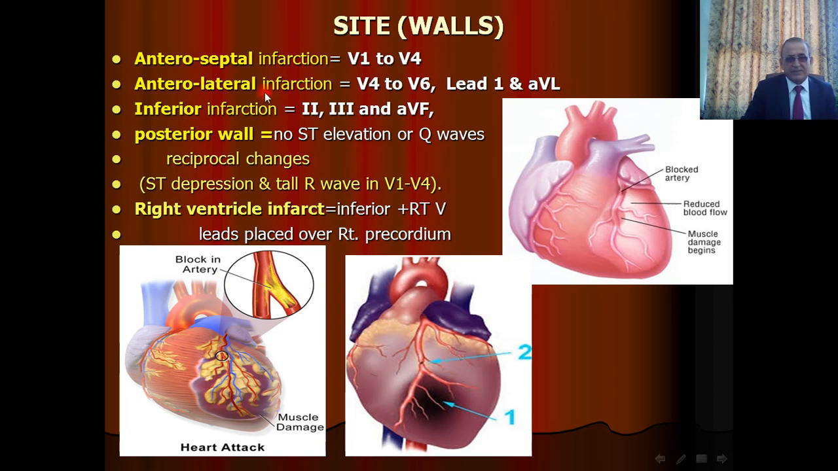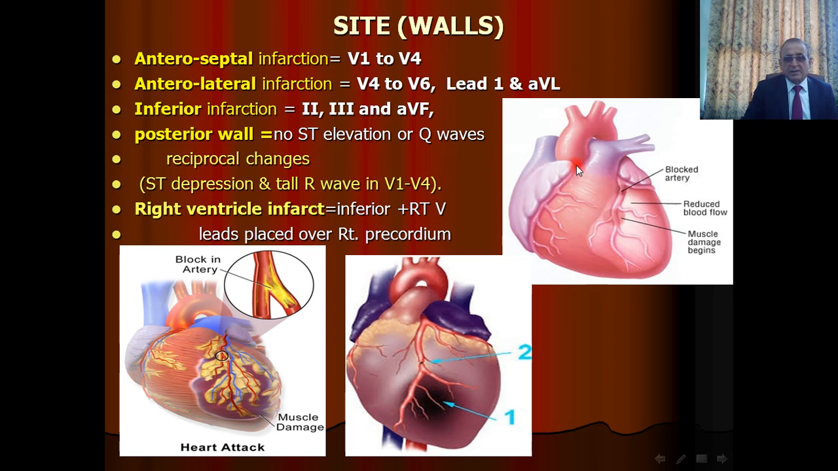In anteroseptal infarct, the changes are seen in V1 to V4. Anterior is divided into strict anterior, anteroseptal, and anterolateral. Anteroseptal V1 to V4, anterolateral V4 to V6, and lead 1 and AVL also. Inferior wall, this will be seen in lead 2, 3, and AVF.